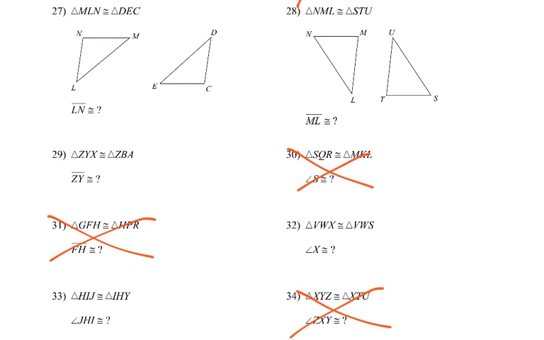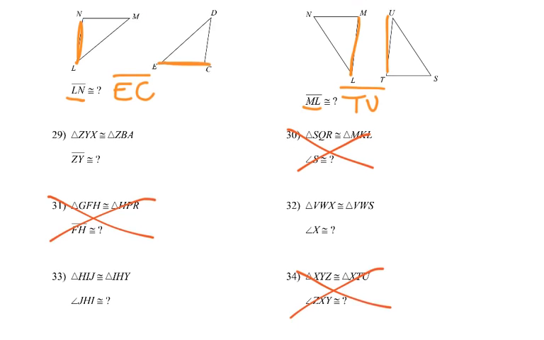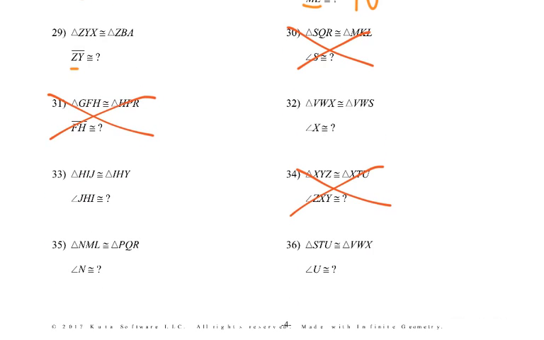Okay, now 27. So line LN, okay, notice it's the last two letters, so it should correspond with our last two letters, EC. So it's side EC. Okay, 28, we've got ML, same setup here. ML corresponds to TU. So side TU. Okay, now 29, we've just got ZY, first two, so we do the first two, ZB.